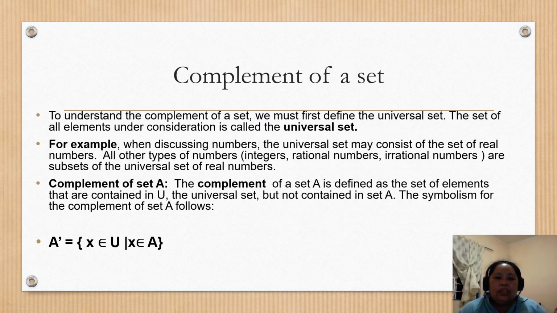So, in symbolism, the complement of set A is as follows. A complement is equal to the set of x, where x is an element of U, such that x is not an element of A. Okay?